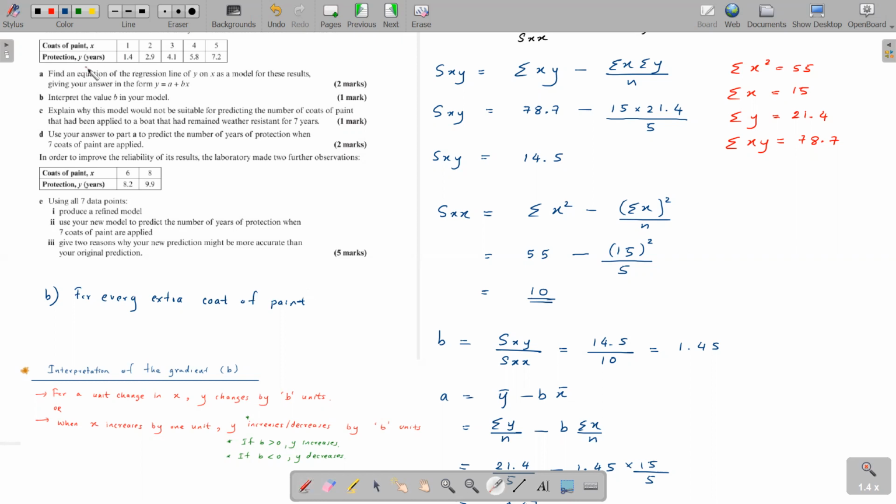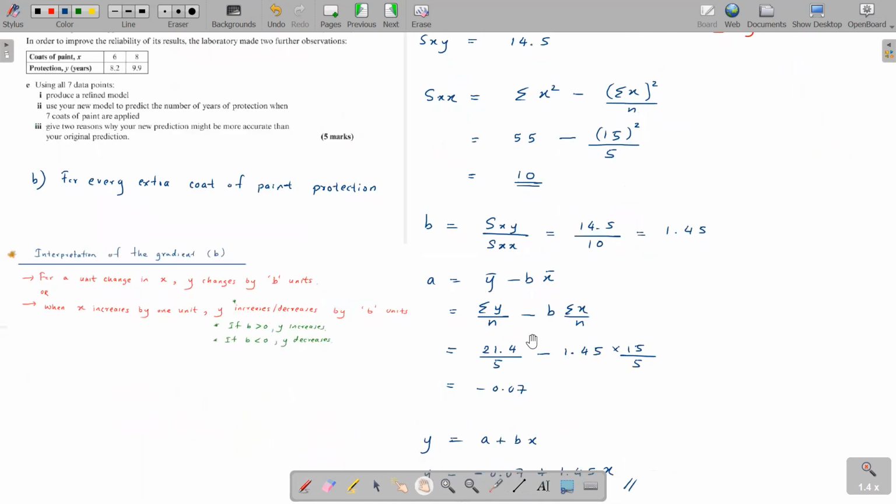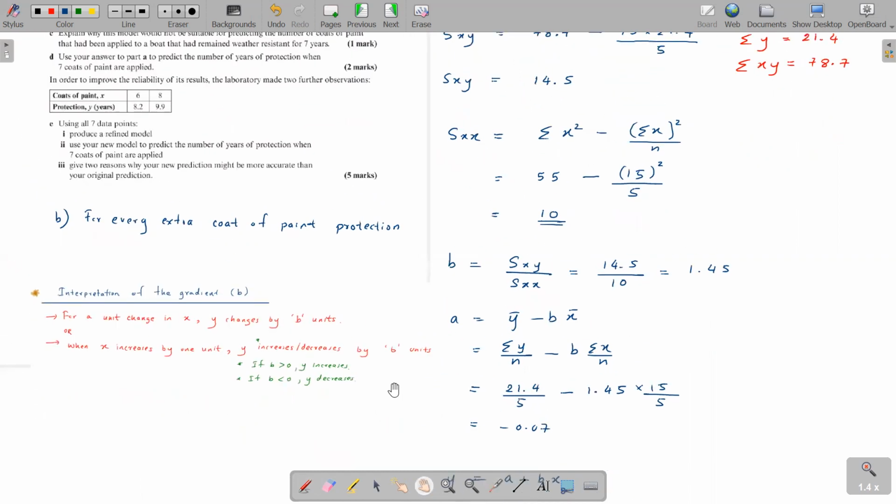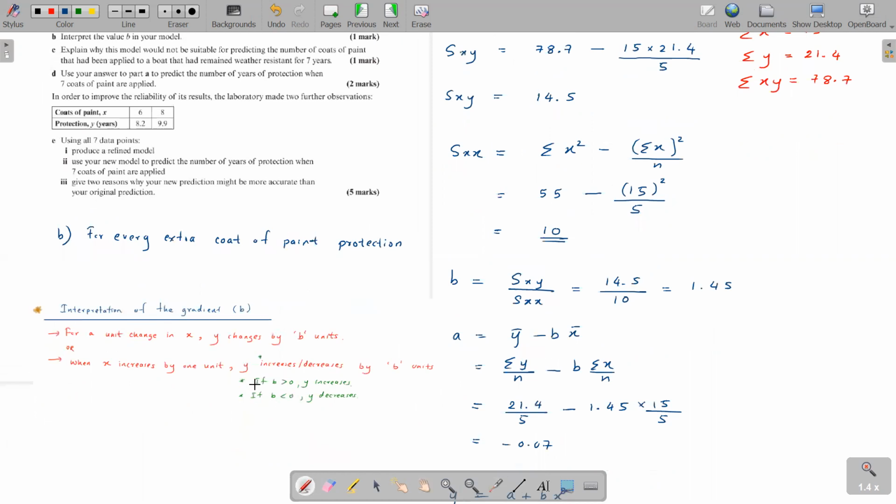The protection, because here the y means the protection in years. Okay, so the protection in this case, we have a positive gradient, right, guys? We got a positive gradient. Am I correct to say that? Yeah, our b value was positive. Can you see? Our b value is positive. So the protection increases because it's a positive b value.